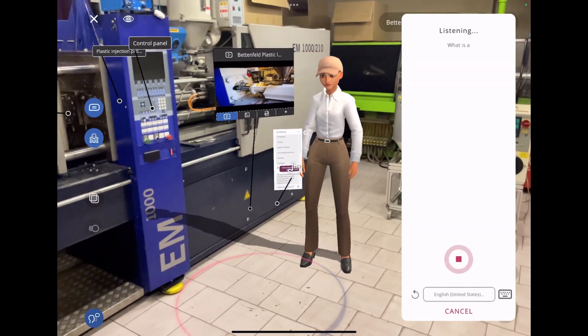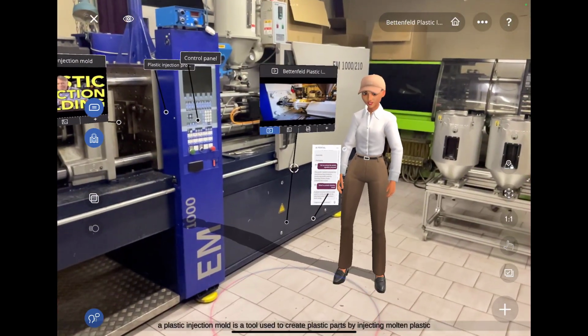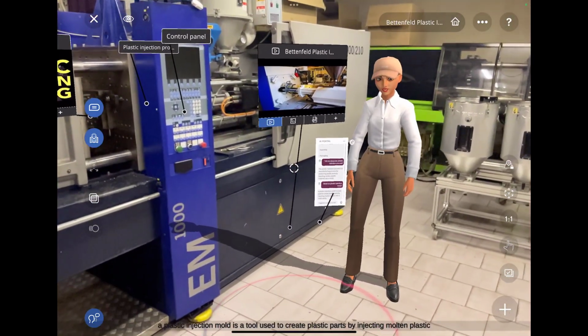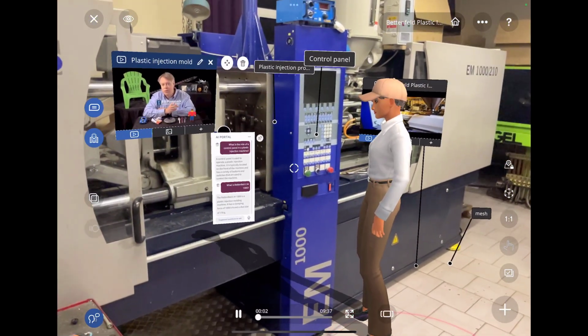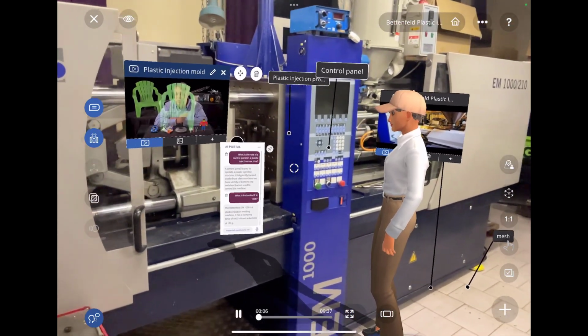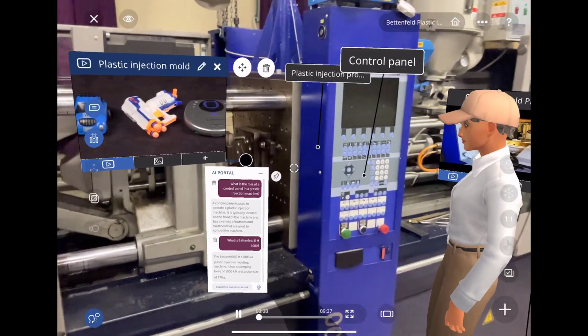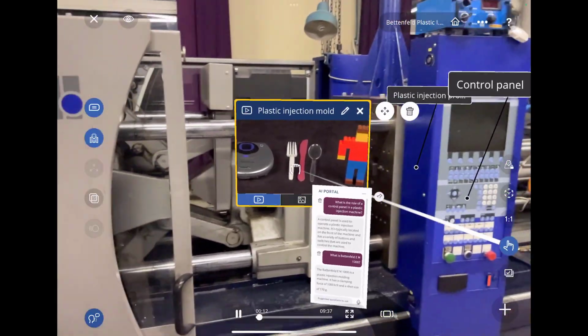What is a plastic injection mold? A plastic injection mold is a tool used to create plastic parts by injecting molten plastic into a mold cavity. Injection molding is the most common method for mass manufacturing plastic products. Examples include chairs, toys, cases for consumer electronics, disposable cutlery, and my favorite, Lego bricks.